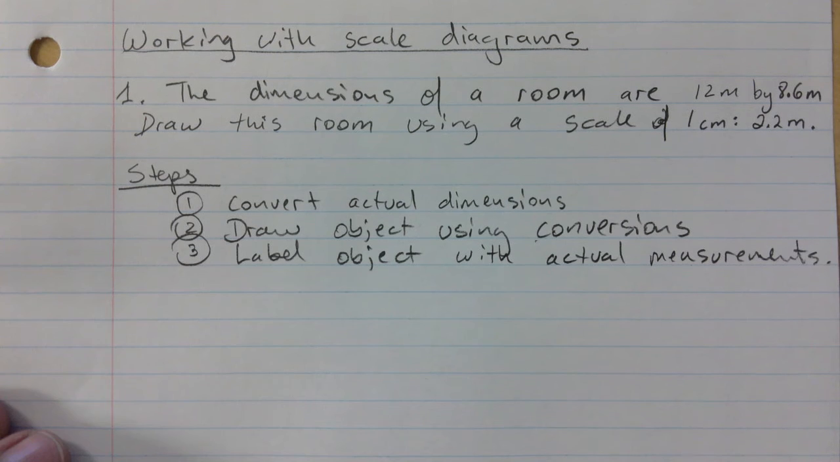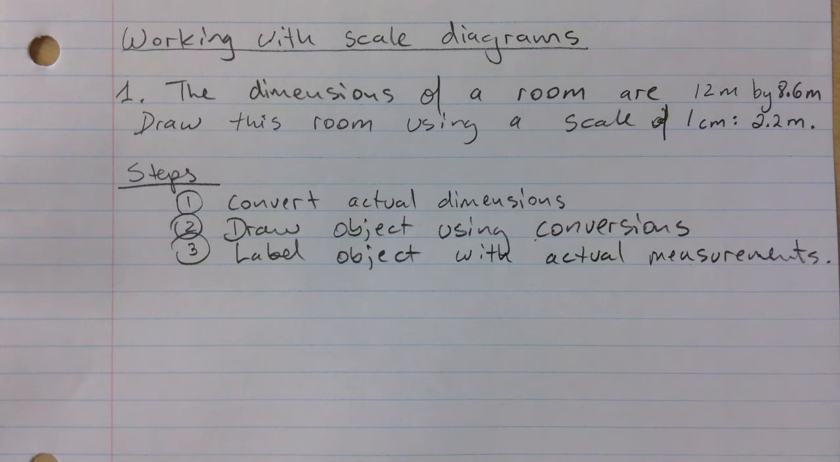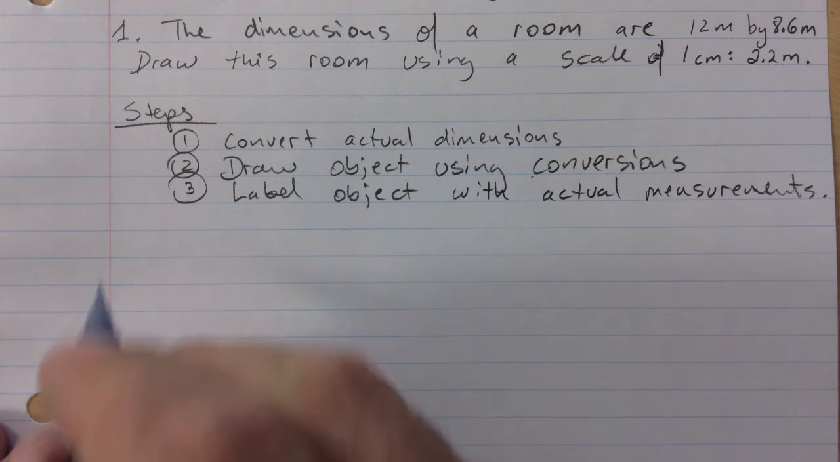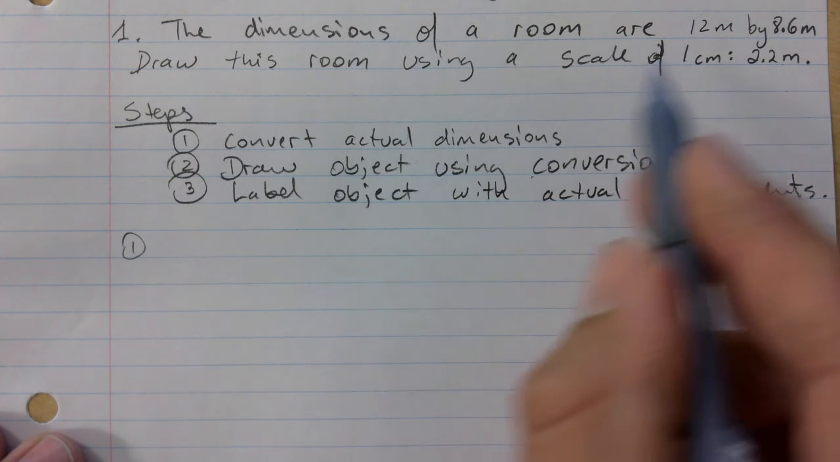It could be that the textbook doesn't, but that's technically what happens in real life. You don't label the object that you just drew with the measurements you just converted. You use the actual measurements in real life. You put them on the diagram. Okay, that's why I give you these steps. So let's go ahead and convert.